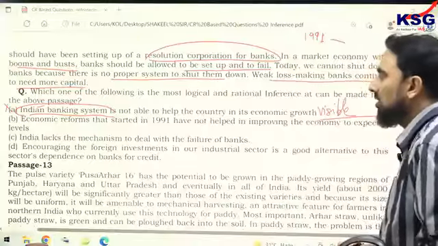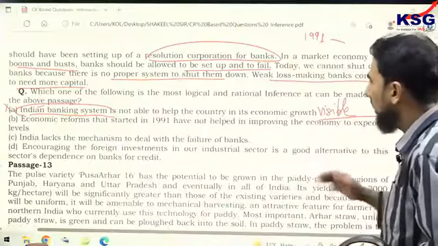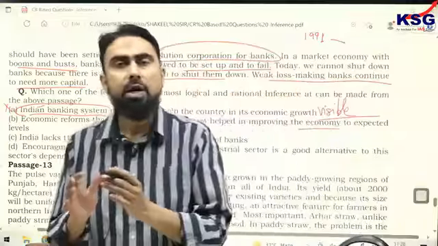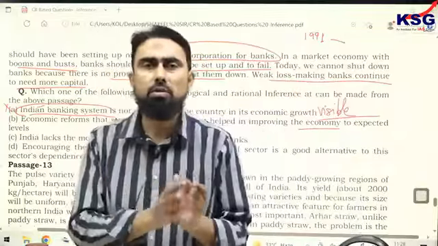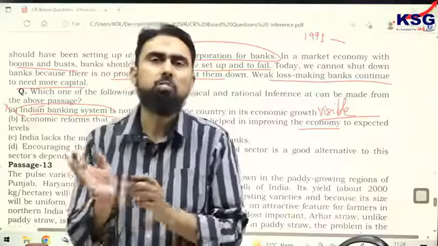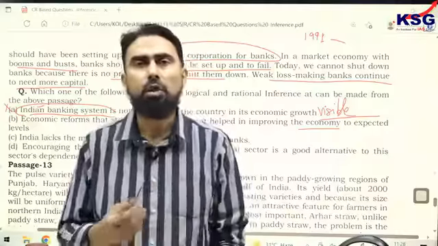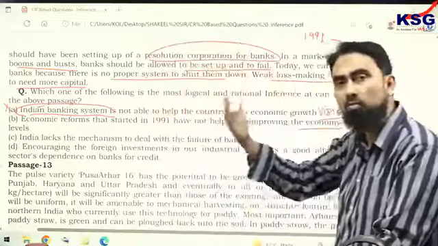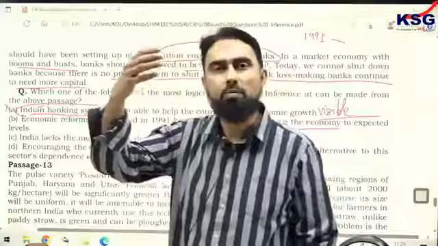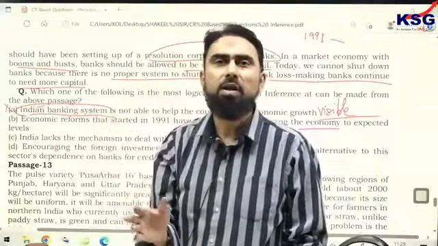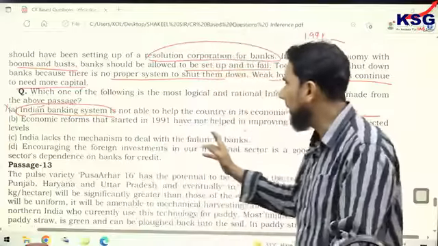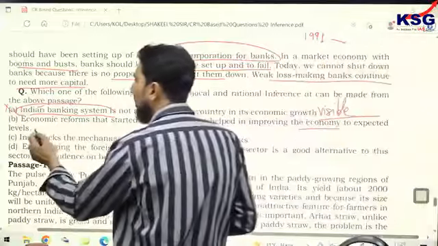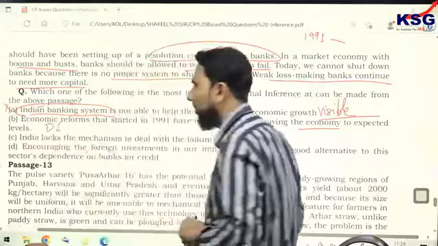Option B, economic reforms that started in 1991 have not helped in improving the economy to expected levels. 1991 reforms have not been mentioned. Hence, you cannot say that the 1991 reforms did not help the economy. Actually, it should have been followed by this resolution corporation of banks, that was not built. So, it is telling you a kind of lacking, not blaming the 1991 reforms that it did not help the Indian economy, have not helped in improving the economy to expected levels. So, nowhere you have the data for this. It's data inadequate for this claim.